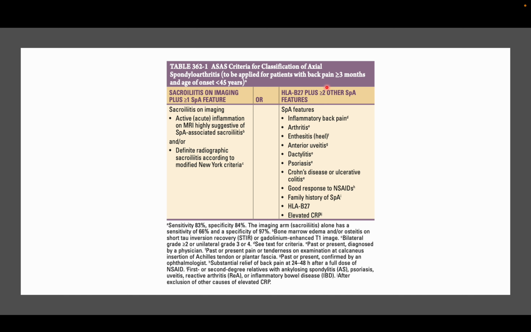The criteria is, first, symptoms should be present for more than 3 months. At least 3 features of inflammatory back pain should be present, and age should be less than 45 years. This is the first applied criteria. After that, you take a test.